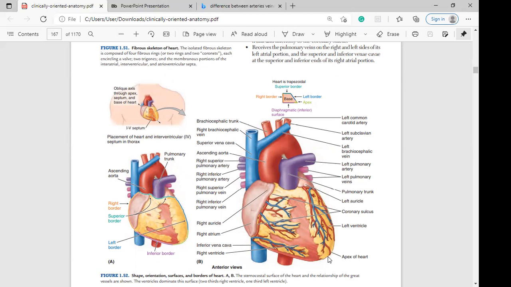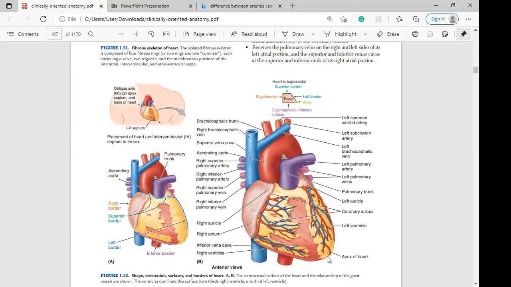What about the veins? In the veins you find three tunics too, but they don't have an external elastic membrane. In the intima you find the vascular endothelium and the internal elastic layer, but there is no subendothelial layer. And the media only has smooth muscle. Good. So why is the artery thicker than the vein?